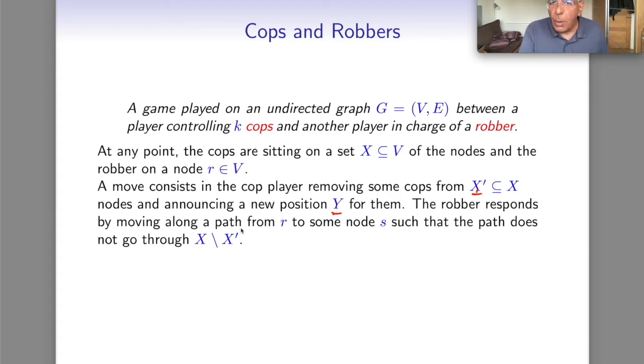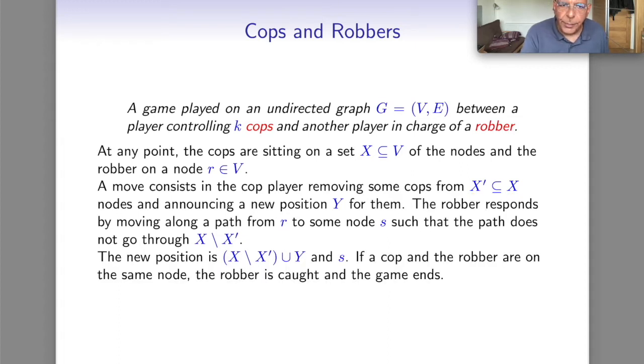The robber responds. The robber is confined to moving along the edges of the graph. So the robber responds by moving from the current position R to some vertex S. But the path from R to S must be such that it doesn't go through one of the stationary cops, that is, one of the cops in X which is not moving. The new position of the cops is this set, those that didn't move and the new positions for those that moved. If S is in this set, then the robber is caught.